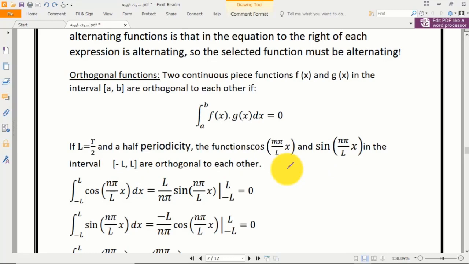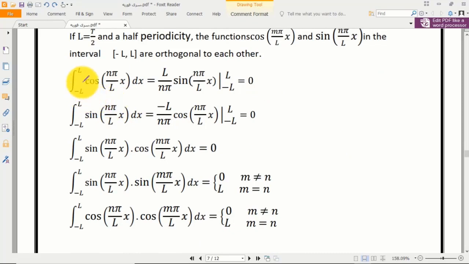Here we have some important integrals that we might need later. For example, the integral of cosine n pi over L x dx from negative L to L would be equal to 0. Also, we have the same rule for sine, so we reach the point that the integral of sine n pi over L x dx multiplied by cosine n pi over L x will be 0.